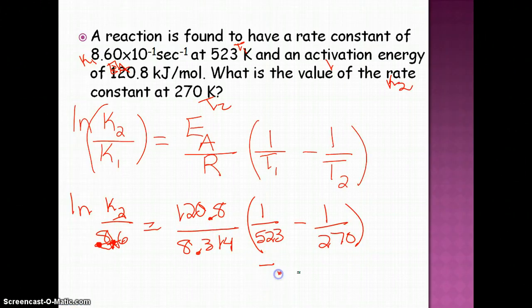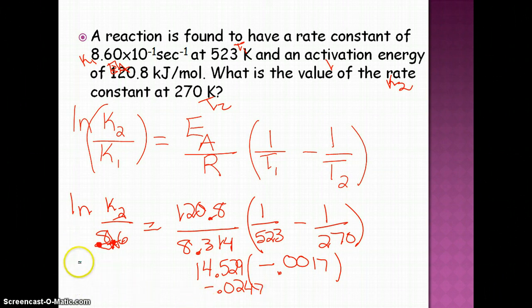Okay, negative 0.0017. All right, that's the parentheses, and then we got 120.8 divided by 8.314, and that is 14.529. We're going to multiply these, and that gives us negative 0.0247. And then on this side, we have this natural log, K2 over 0.86.